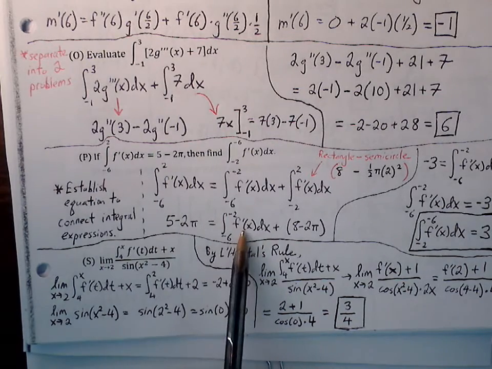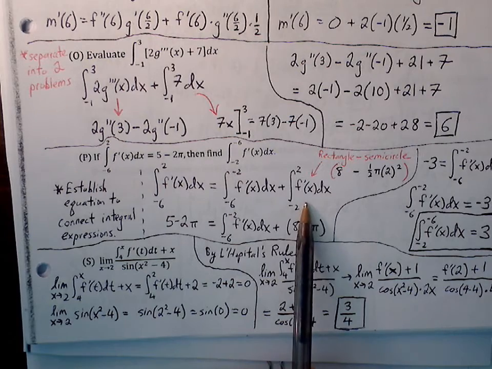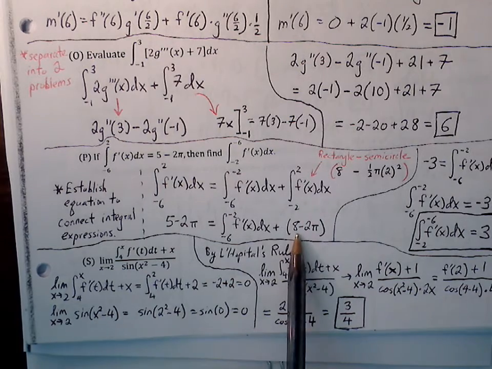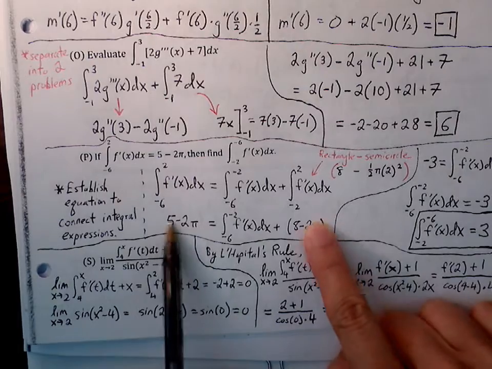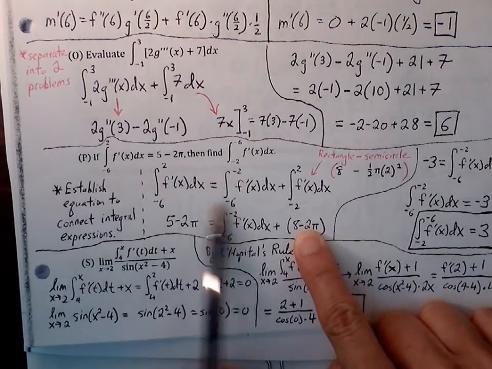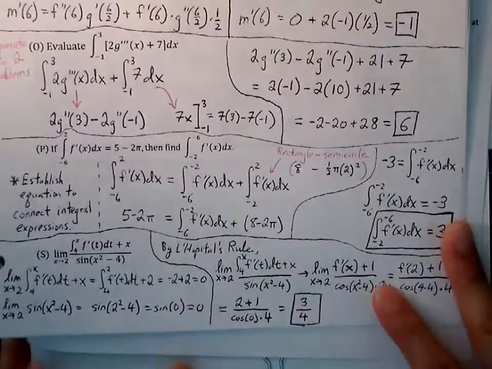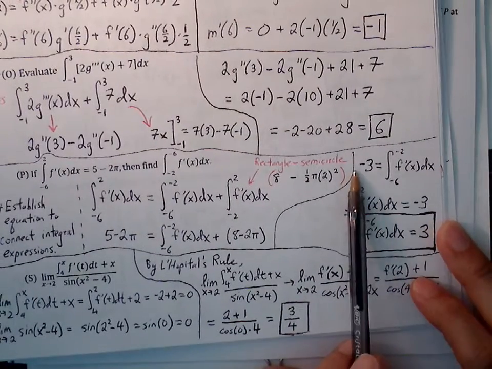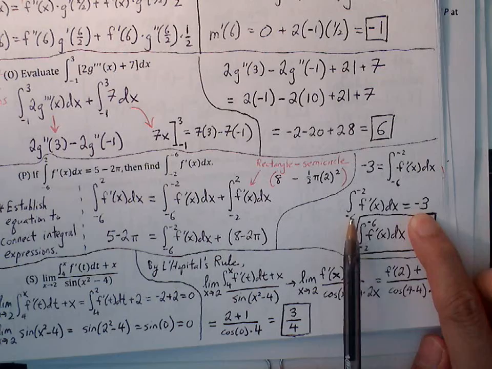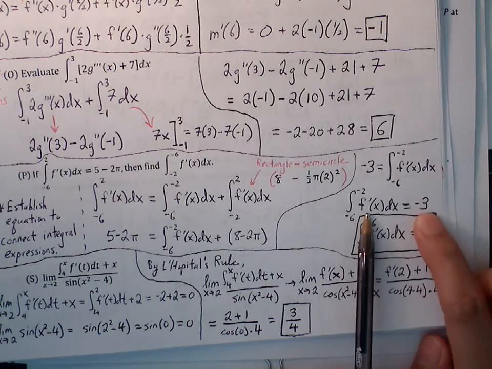Unknown will stay unknown for now, and then we can represent this rectangle minus semicircle as 8 minus 2 pi. So what if we just combine all this together, and then we can get this by itself. So subtract the 8, add the 2 pi over. The 2 pi's cancel out. I'm left with negative 3. So the definite integral from negative 6 to negative 2 of f prime is equal to negative 3.